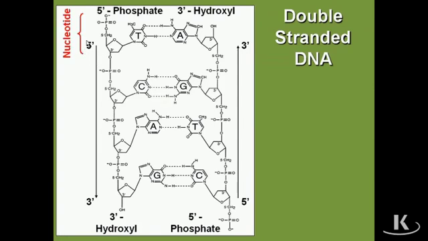What is going to be holding the individual nucleotides together? So this would be a nucleotide. How do we know it's a nucleotide? It's a sugar, a nitrogen base, and a phosphate. Here's another nucleotide, a sugar, a nitrogen base, and a phosphate. What's going to hold these two together? It's a specific type of bond.